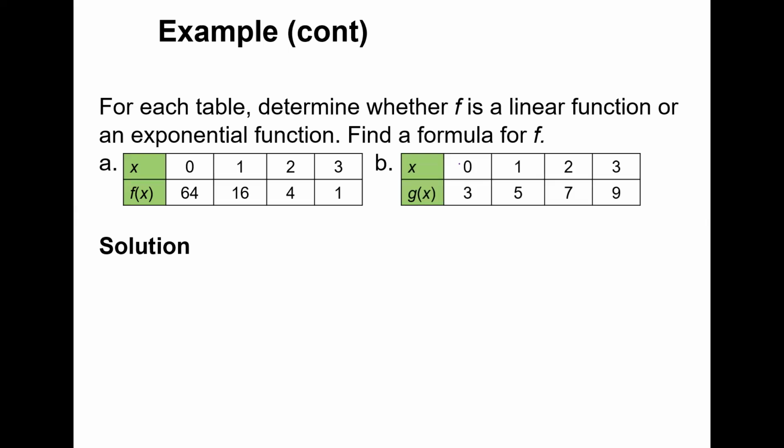What about for b? Well, for b, at 0, it's 3. And then at 1, we've gone up by 2. At 2, we've gone up 2. At 3, we've gone up by 2. So it looks like this is a linear function and we're going up by 2 each time. So our initial point 0, 3, that's our intercept. So remember, when you're doing intercept formulas, we have the formula y equals mx plus b. So we know b is going to be 3.